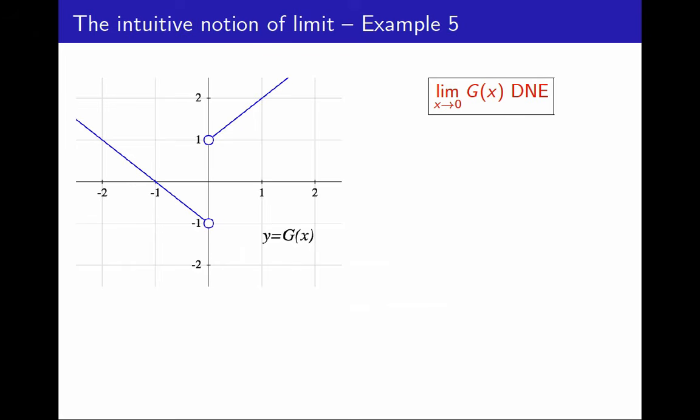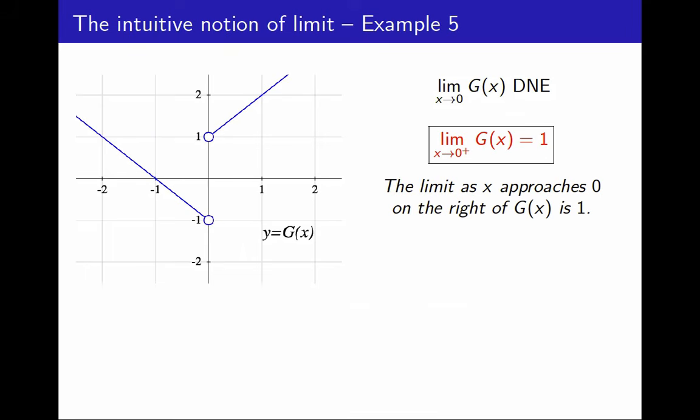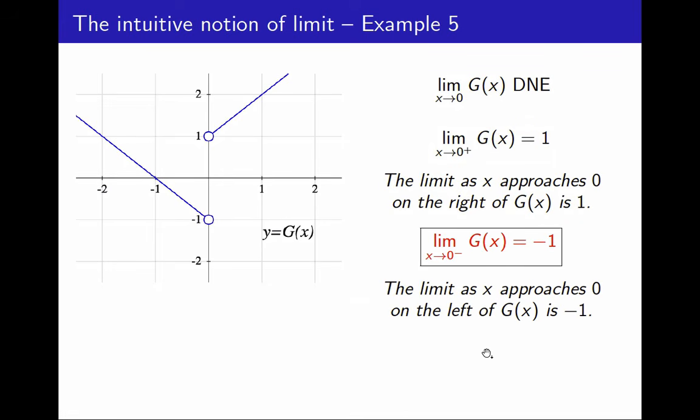But it does not exist in a very specific, controlled way, because when x is close to 0, g of x is very close to either 1 or minus 1, depending on whether x is positive or negative. So let's give a name to this phenomenon. I'm going to say that the limit as x approaches 0 on the right is 1. And I'm going to denote it with this equation, where I have put a plus as a superscript of the 0. And I'm going to say that the limit as x approaches 0 on the left is minus 1. And I'm going to denote it with this equation, where I have put a minus as a superscript of the 0.